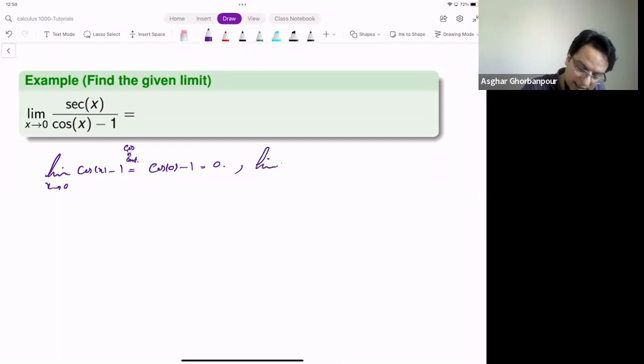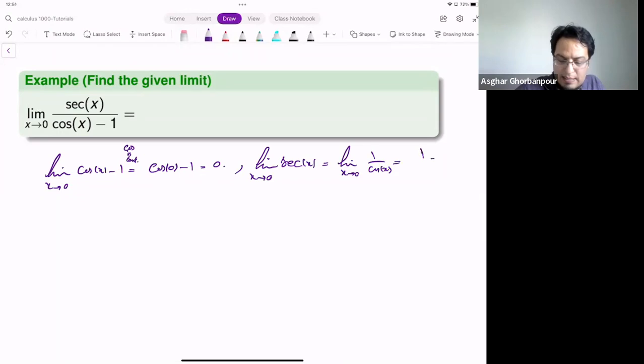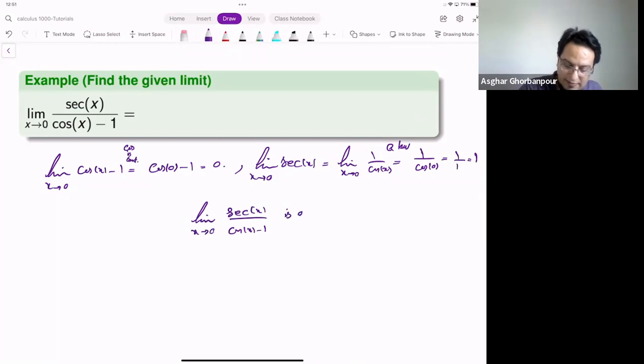Now we have to find the limit of the numerator. So secant is nothing but 1 over cosine x as x approaches 0. For 1 over cosine x, I can apply the quotient law and I get 1 over cosine 0, 1 over 1, which is 1. I found the limit of the numerator and the limit of the denominator. Limit of numerator is 1. Limit of the denominator is 0. So we definitely know that the limit of this is an infinite limit.